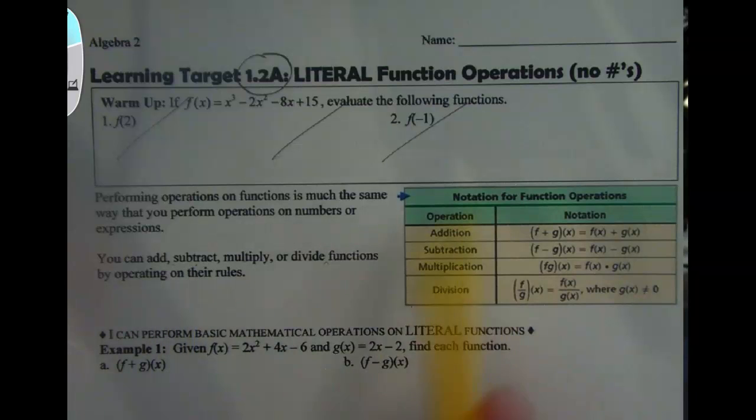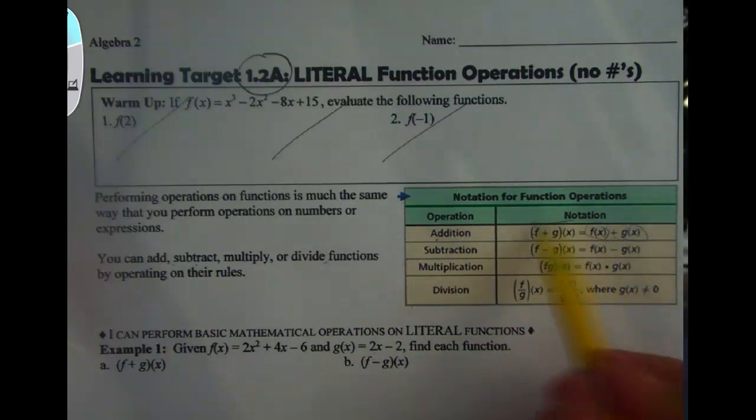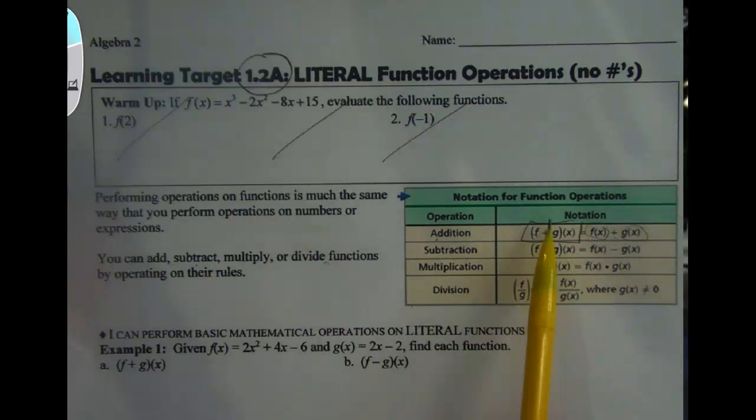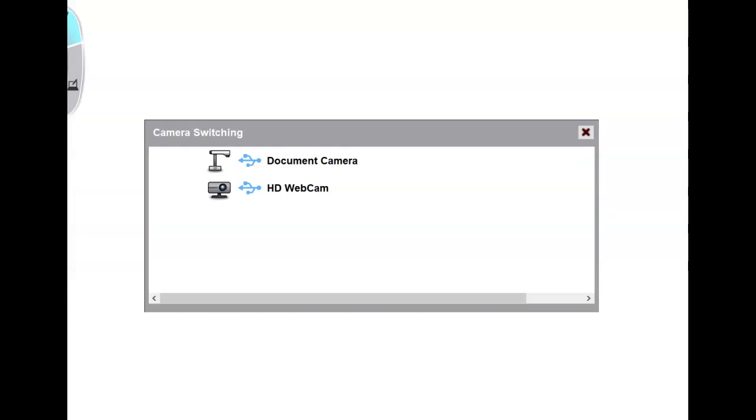So here's a little chart for their rules. We have addition, and what we're used to seeing here is f of x plus g of x. They condense it and write it this way. So we're going to start seeing it this way: f plus g of x. Oops, sorry about that. Let me go back to my camera.